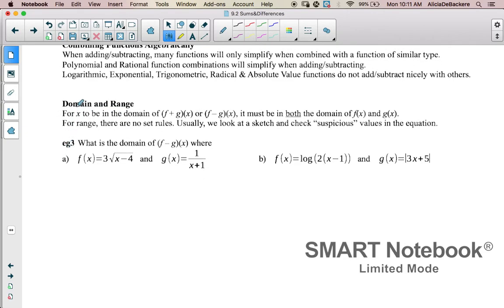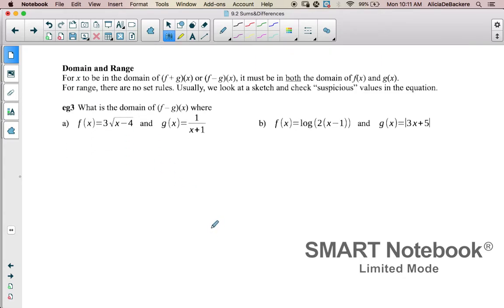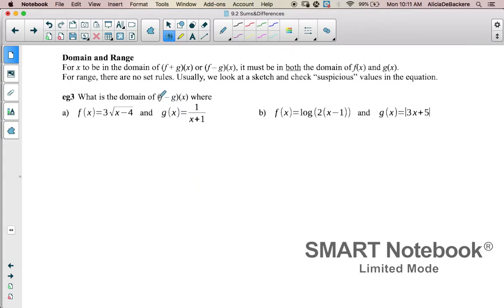Now, domain and range. When we look at the domain, for x to be in the domain of f plus g or f minus g, it must be in both of the original domains. So we're looking for the overlap. For range, there are no set rules. Usually what we do is we look at a sketch and check what might be a suspicious value by plugging it into the equation. In this question here, we're only going to focus on domain for this lesson. So we're going to come up with a domain of f minus g for each of these two pairs.